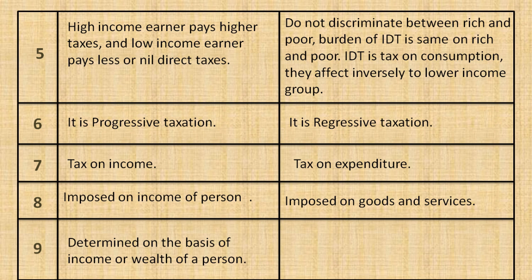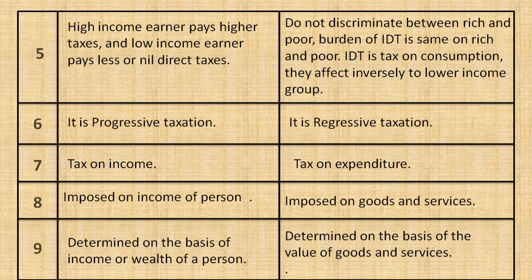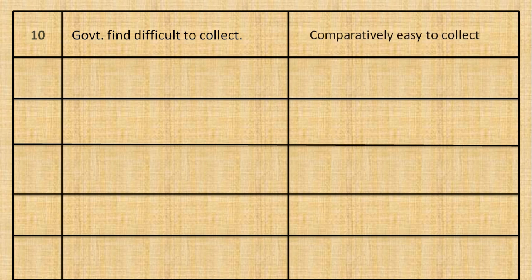9th point. Direct tax is determined on the basis of income and wealth of a person, whereas indirect tax is determined on the basis of the value of goods and services. 10th point. Government finds difficulty collecting direct tax because the assessees or taxpayers are very large in number, and on the other hand, indirect taxes are comparatively easy to collect because they have to be collected by the dealer or from the manufacturer.